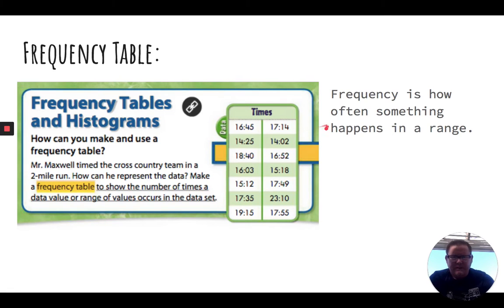So a frequency table is going to include all of these times right here, and frequency just means how often something happens in a range. So I'm not going to ask you how often 16 minutes and 45 seconds happened. I'm going to put it in a range, and the intervals are going to be chosen by you. So it could be a 1-minute time frame, 2-minute time frame, or 5-minute time range, and that's what you are going to choose for your frequency table.